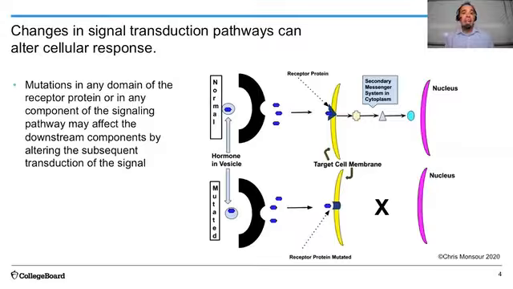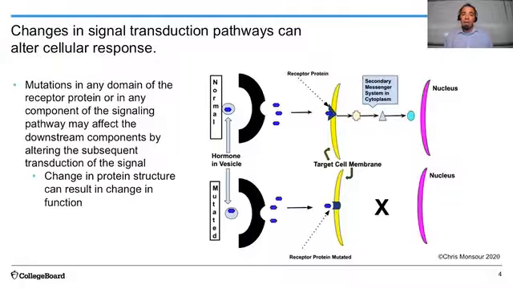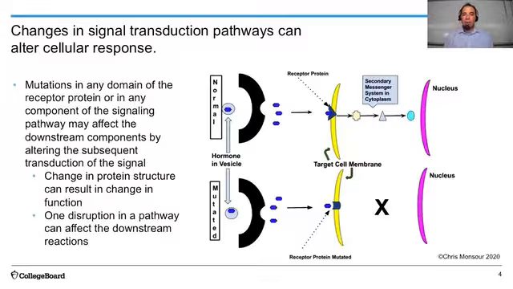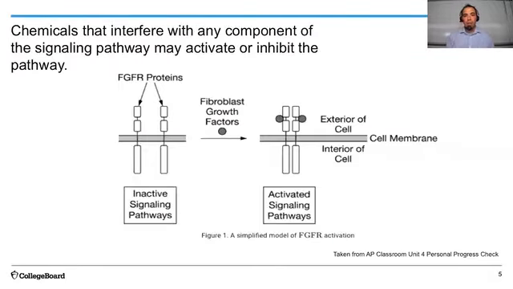And so mutations in any domain of the receptor protein or in any component of the signaling pathway may affect the downstream components by altering the subsequent transduction of the signal, which again is what I've shown you in the image. So change in protein structure can result in change in function, like I just said. And so one disruption in the pathway can affect the downstream reactions. So if that secondary messenger system never occurs, anything after it will not happen. So chemicals that interfere with any component of the signaling pathway may activate or inhibit the pathway.